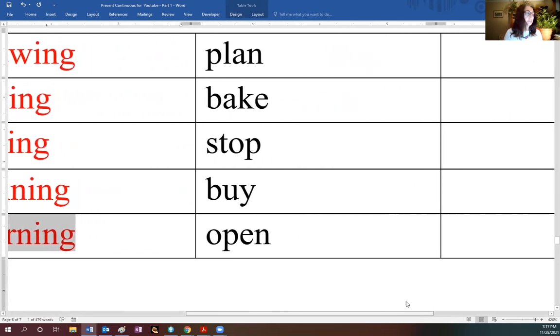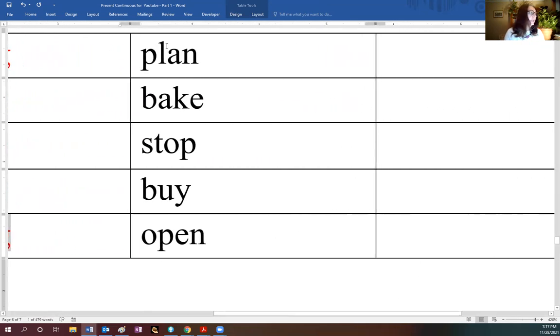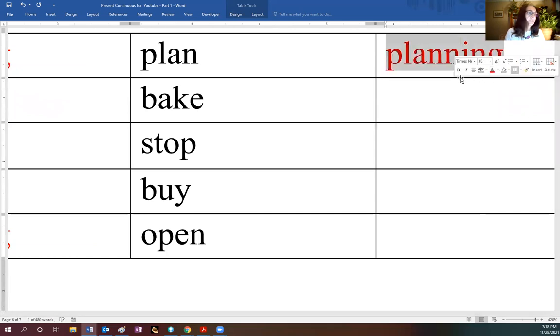Let's see what we have here. We have plan. L is a consonant, A is a vowel, N is a consonant again. So that will be planning, double N. Okay. Make this one red too. I will show you the answers again in a second.